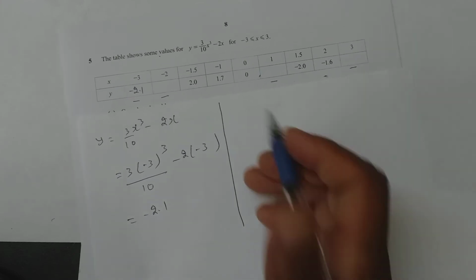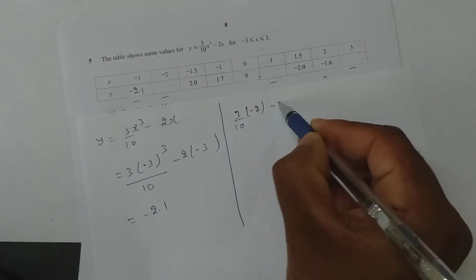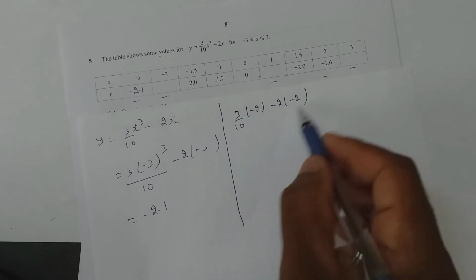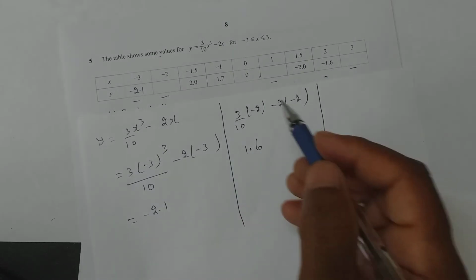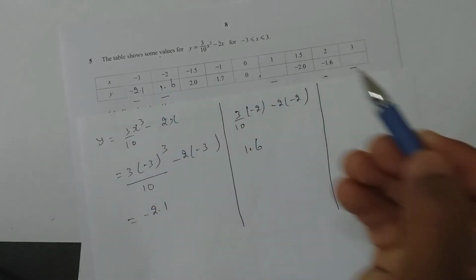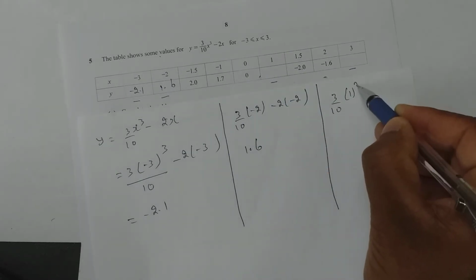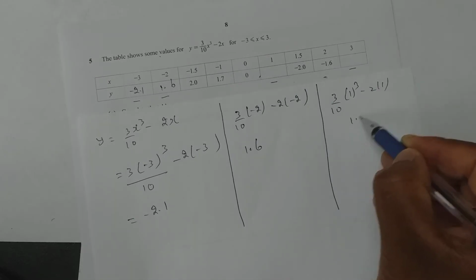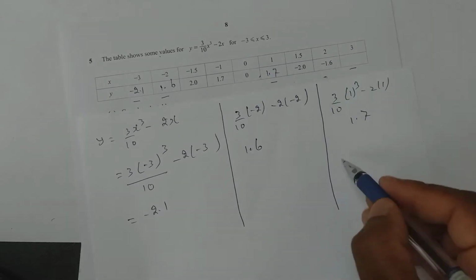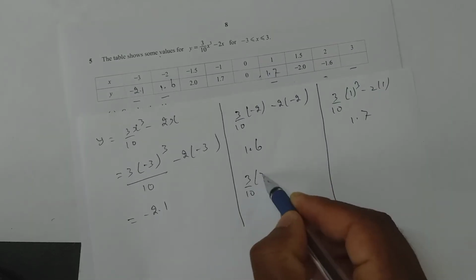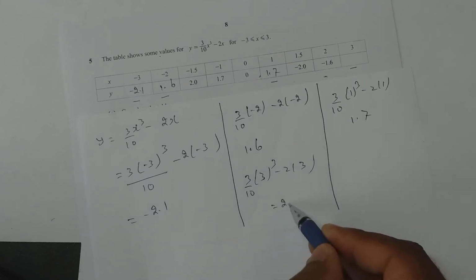Next, to get a value here, replace x by -2. Again put this in the calculator, you get 1.6. So here you put 1.6. To get a value here, put 1 now. So 3/10 into 1 cubed minus 2 into 1. You get -1.7. Now to fill this, put 3. So 3/10 of 3 cubed minus 2 into 3. So we get 2.1.